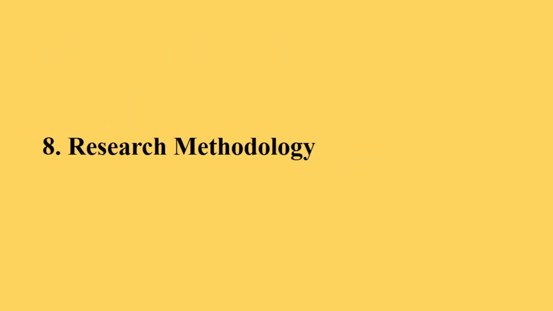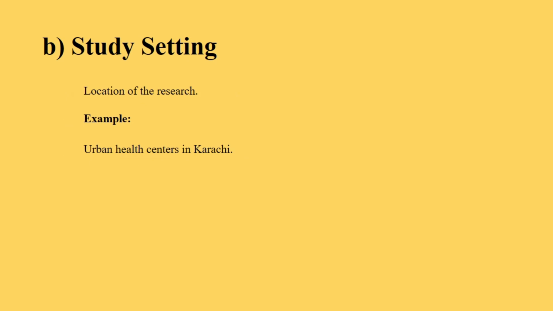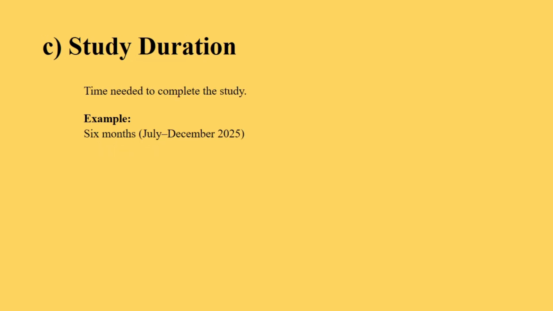In research methodology, study design is the type of study you will conduct. For example, cross-sectional descriptive study. Study setting is the location of the research, where we conduct our research, for example, an urban health center in Karachi. Study duration is the time needed to complete the study. For example, 6 months, July to December 2025.